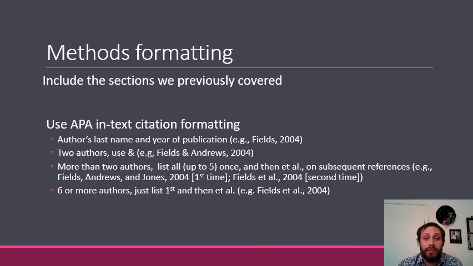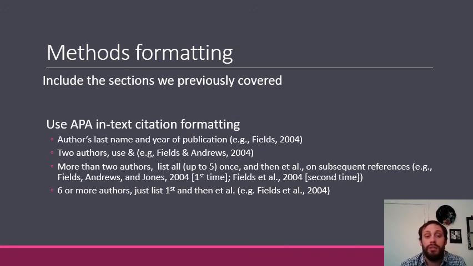So to start off, if we have just one author and we need to cite them, you do the last name of the author, comma, the year of the publication. If there's two authors, you use the two authors as well. So for example, in this case, it will be Fields and Andrew, separated by an ampersand, comma, the year of the publication, which is 2004.